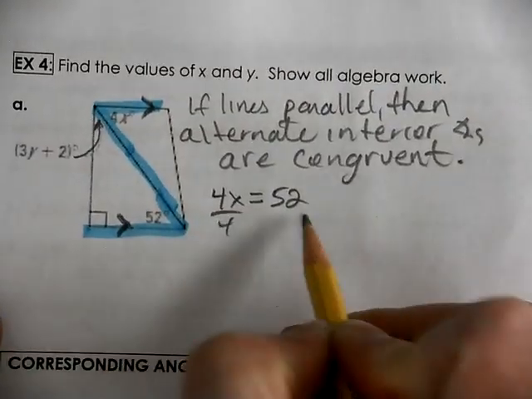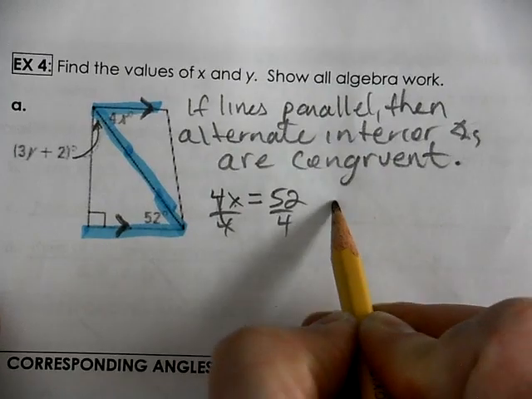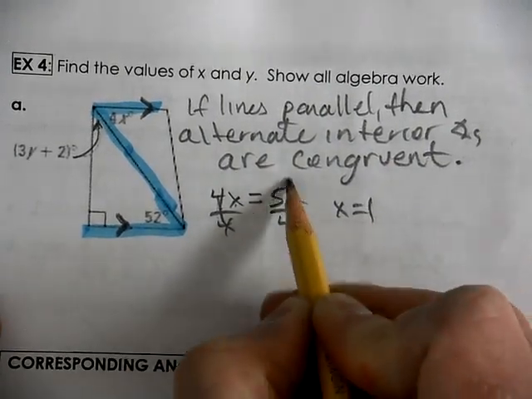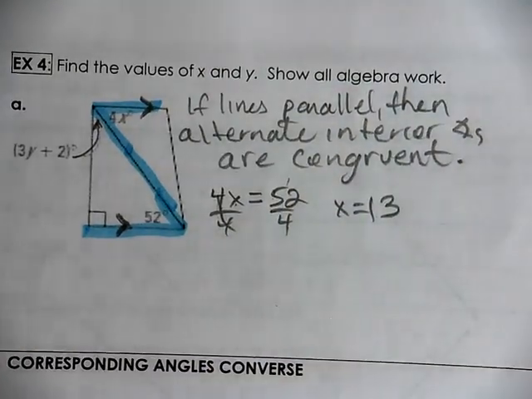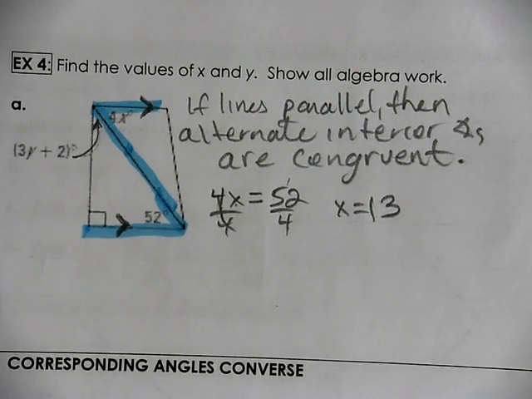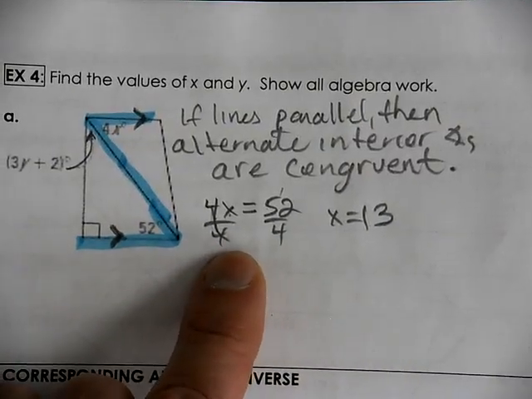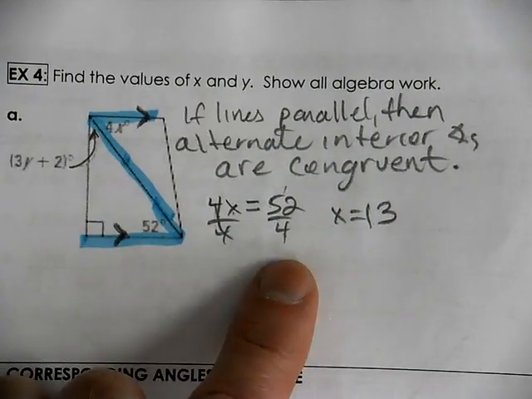So we divide by 4, we divide by 4. 4 goes into 5 one time with 1 left over. 4 goes into 12 3 times. We get 13 for x. So the actual math is somewhat easy. Once you know that you're supposed to equal it, then it goes real well.